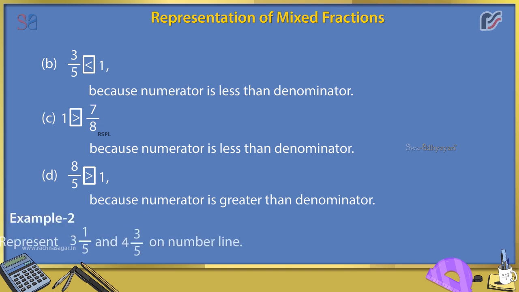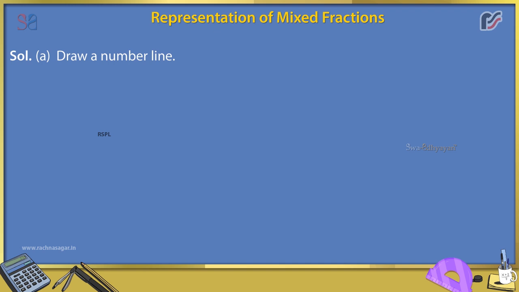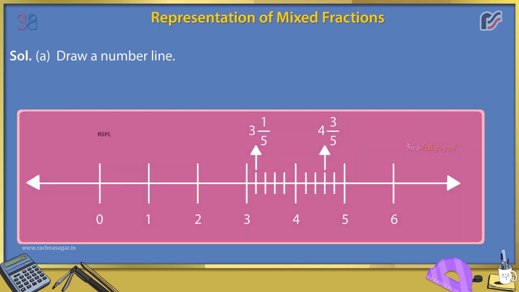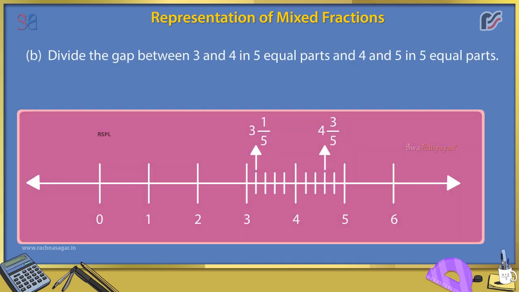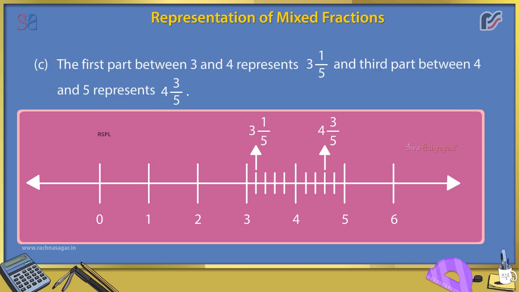Example 2. Represent 3 and 1 by 5 and 4 and 3 by 5 on the number line. Solution. A. Draw a number line. B. Divide the gap between 3 and 4 into 5 equal parts, and 4 and 5 into 5 equal parts. C. The first part between 3 and 4 represents 3 and 1 by 5. And the third part between 4 and 5 represents 4 and 3 by 5.